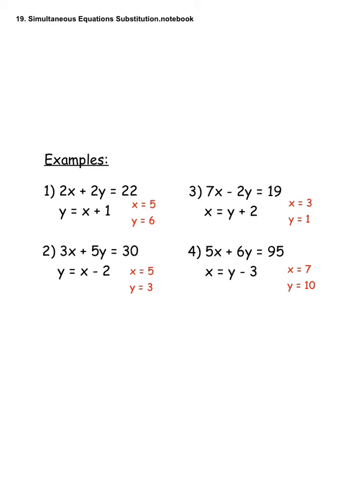There you go. Your first example, you should have got that x was equal to 5 and y was equal to 6. For your second example, x is equal to 5 and y is equal to 3. For your third example, x is equal to 3 and y is equal to 1. And for your fourth example, x is equal to 7 and y is equal to 10.